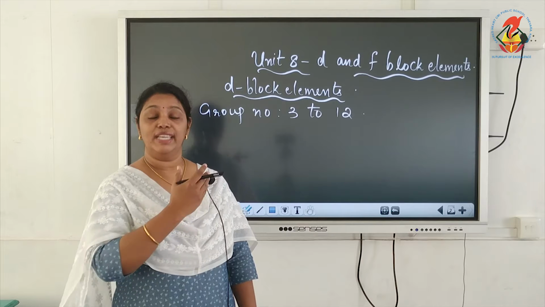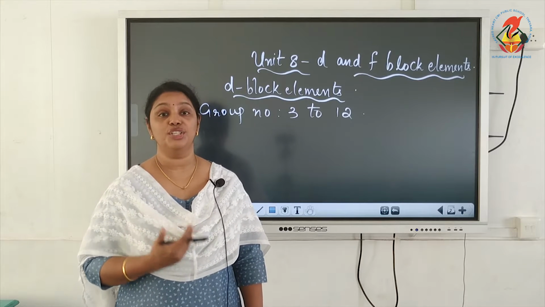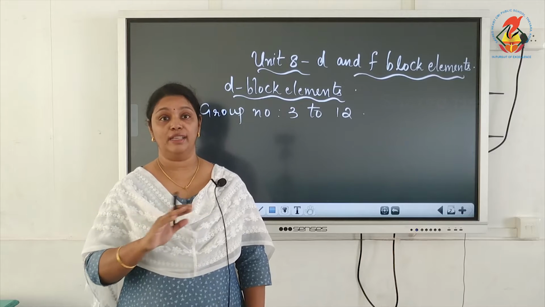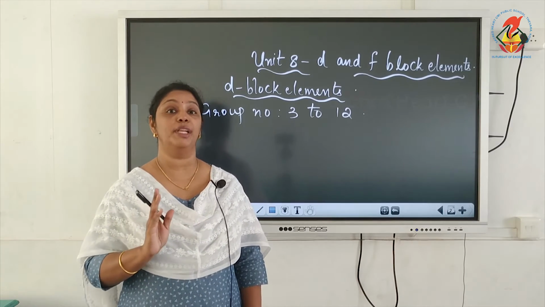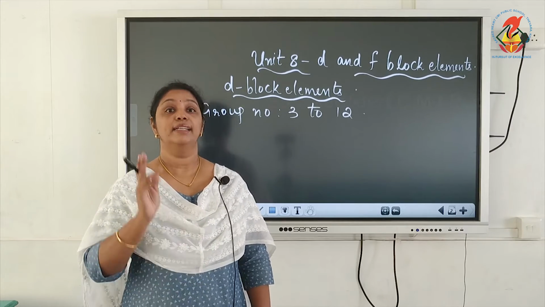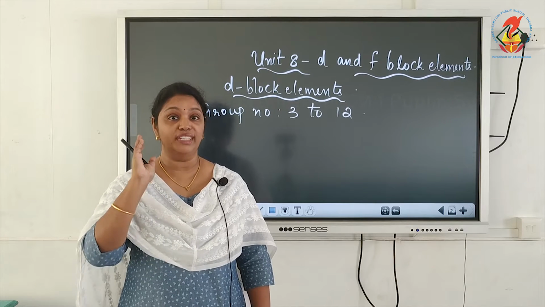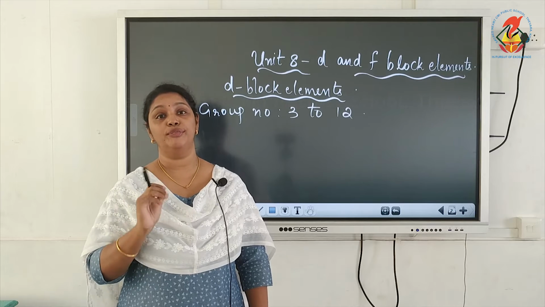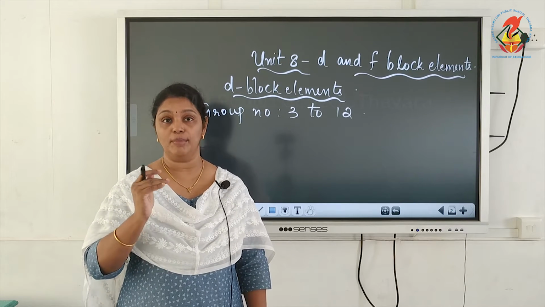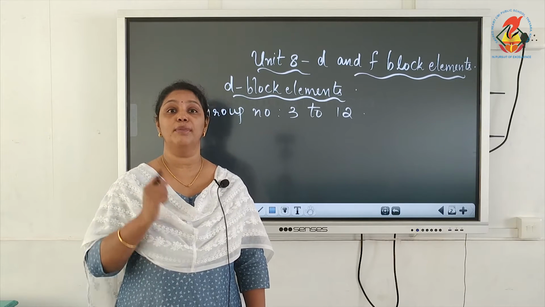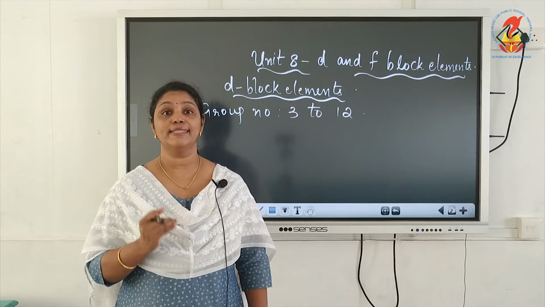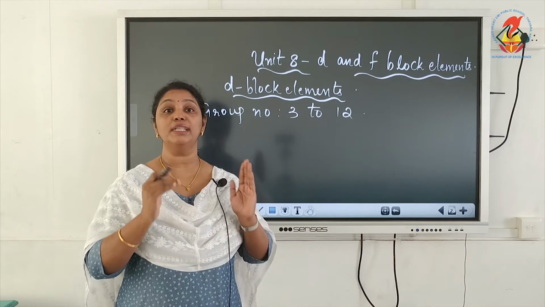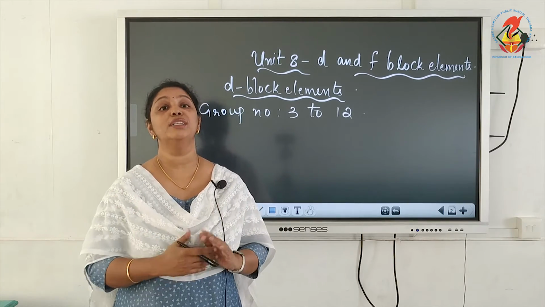Now next, we can see how they are arranged in the periods. The D block elements spread across 4 periods in the periodic table, and the period number of D block elements starts from period number 4. So, we can find these D block elements in period number 4, 5, 6 and 7, and they are present from group number 3 to group number 12.